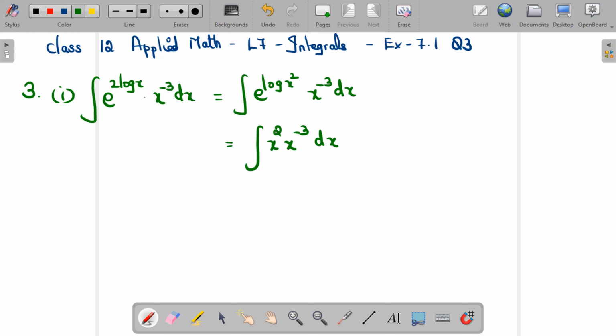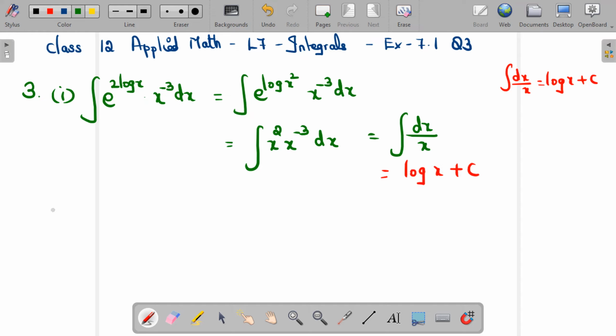So x power 2 into x power minus 3 is x power minus 1. So I can write this as integral of dx divided by x. So this is the actual integration that we need to do. Now according to the formula, integral of dx divided by x is log x plus c. So we will apply the direct formula because this looks like that. So it is just log x plus c.